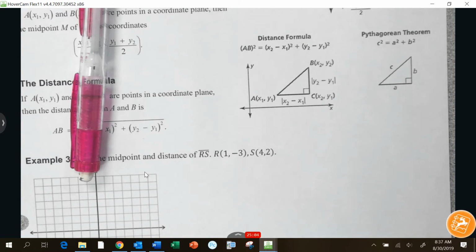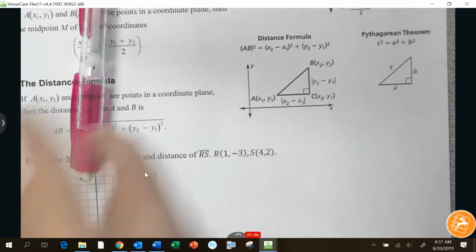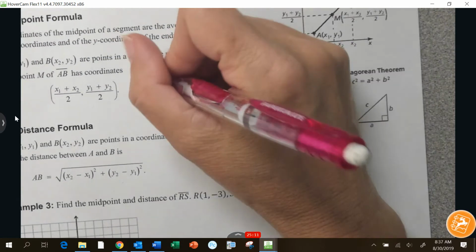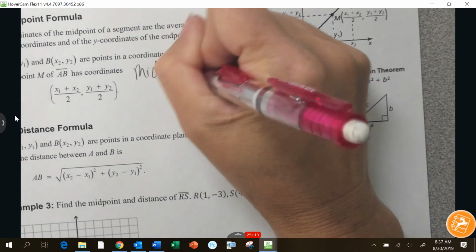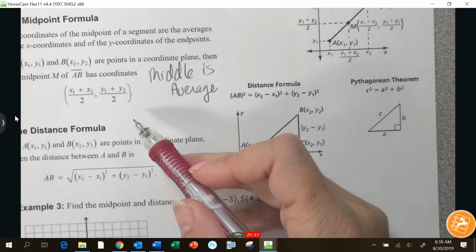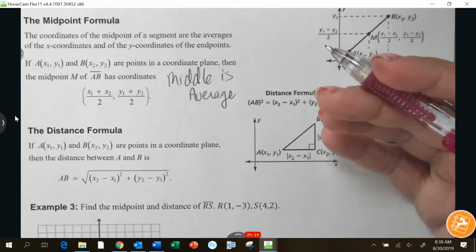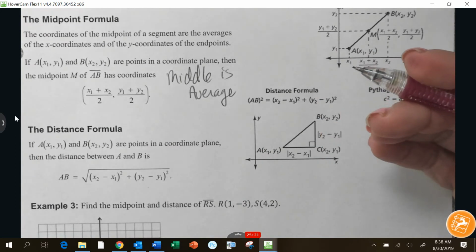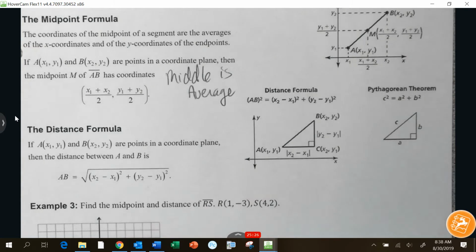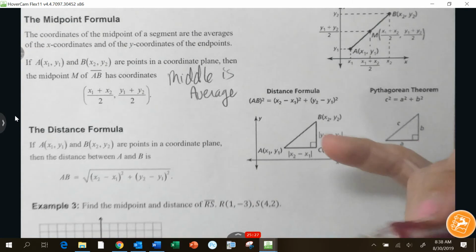But if you forget, we're just finding the average. If you ever want to find the middle of two numbers, you average them. There's this formula that looks so crazy, like I'm never going to be able to memorize this, but you don't have to. If you know how to average numbers, you don't have to memorize a formula.